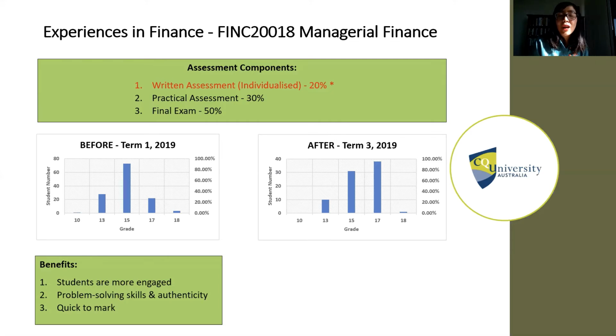For example, students are more engaged because it's a relatively new method. They need to know how to retrieve the data, so they have more questions for you and are genuinely engaged with you, which is good. It also helps students improve problem solving skills because they need to know how to use the Excel template and Excel functions. This gives a sense of authenticity to the assessment piece. And it is definitely quicker to mark, saving marking time and improving marking efficiency.